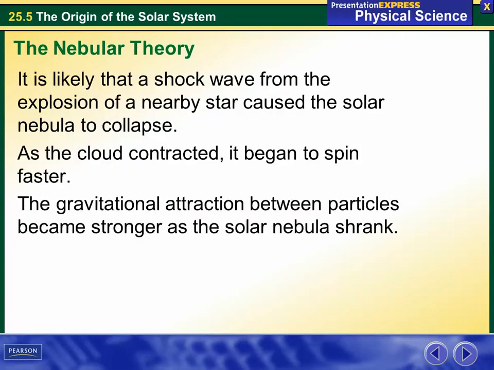So it says that it's likely that a shock wave from an explosion of a nearby star caused a solar nebula to collapse. So there was a big cloud of dust, a star exploded, caused a shock wave, and the solar nebula collapsed. As that cloud contracted, as it became smaller, it began to spin faster. As it spun, gravity increased and became stronger as the solar nebula shrank. So this large cloud of dust and particles started spinning, gravity started pulling things together, and it started shrinking down and becoming more dense.